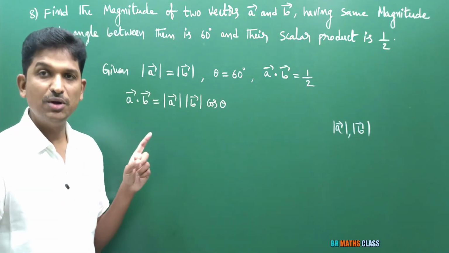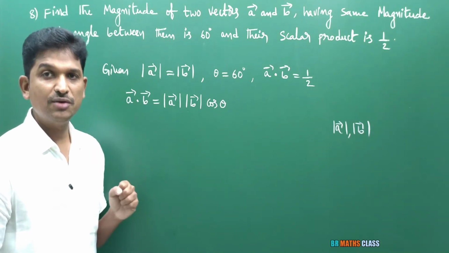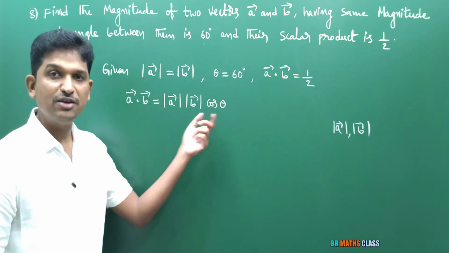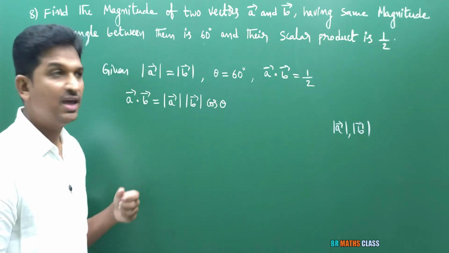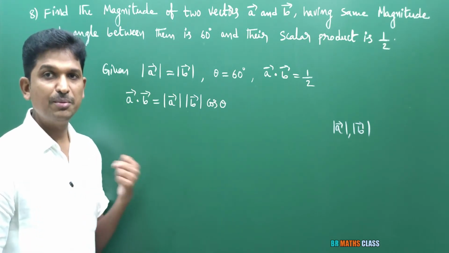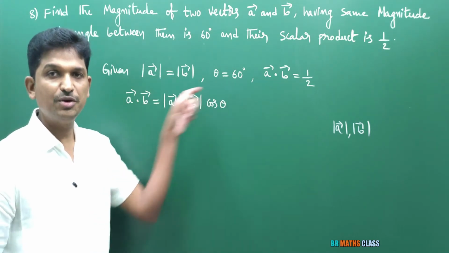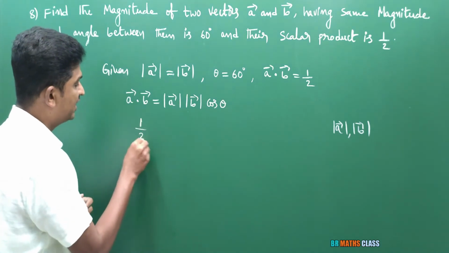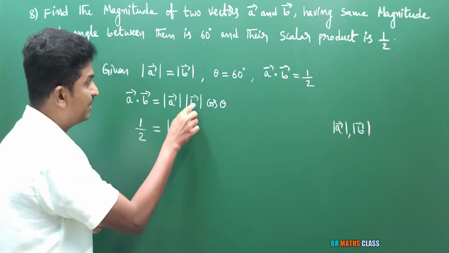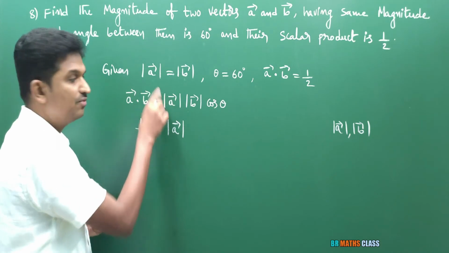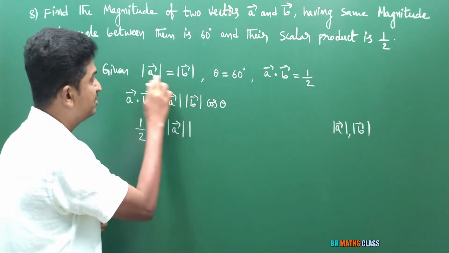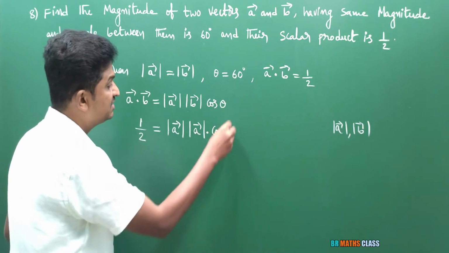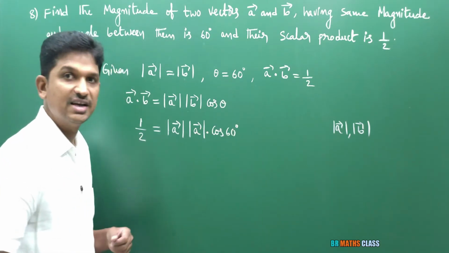You know this formula. This is the formula we got from the definition of the dot product of vectors. A bar dot B bar can be written as magnitude of A bar into magnitude of B bar into cos theta. To calculate the magnitudes, I will substitute the given information. A bar dot B bar is given as 1 by 2. Magnitude of A bar I will write as it is. Magnitude of B bar is the same as magnitude of A bar, so in place of magnitude of B bar I will write magnitude of A bar, into cos theta. Theta means 60 degrees here.